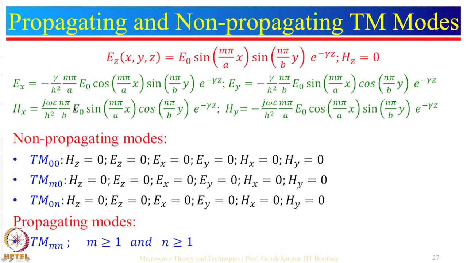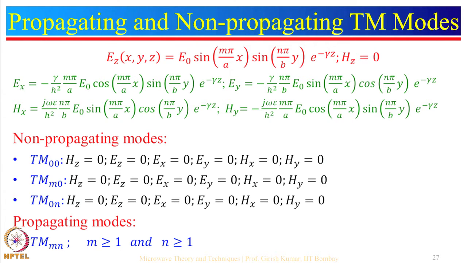Similarly, Hx is 0 into something, it will be 0. Same way, Hy is equal to sin 0, which is 0. So this is how all the components will be 0 in TMm0 mode. Similarly, for TM0n mode, where m is 0 and n can be anything, all the field components will be 0. So for these three modes, there will not be any propagation of wave. So these modes are called non-propagating modes for rectangular waveguides.